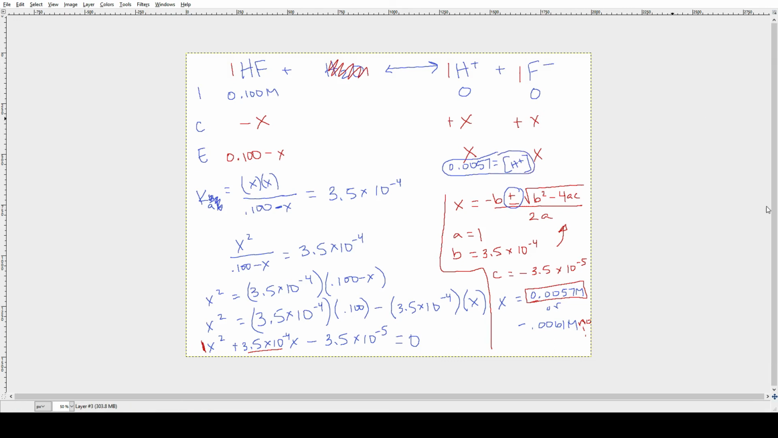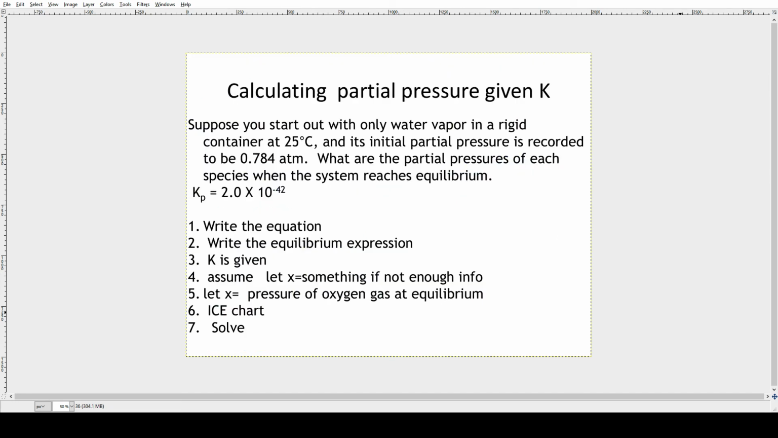So this is an example of a slightly harder problem that you might have to do. Now let's just kick it up a notch. I'm going to teach you a shortcut. People love shortcuts, so I hope you like it. So suppose you start out with only water vapor, so just H2O, in a rigid container, and its initial partial pressure is recorded to be 0.784 atmospheres. What are the partial pressures of each species when the system reaches equilibrium?